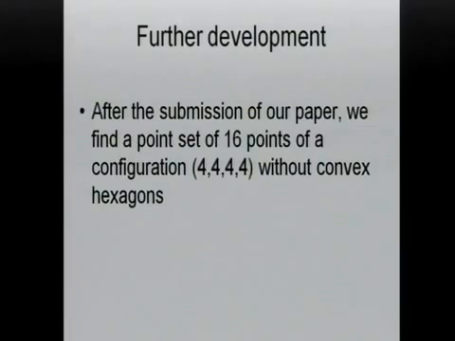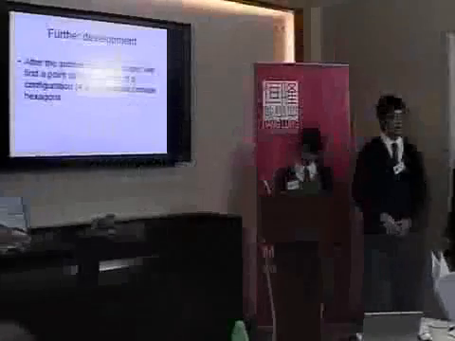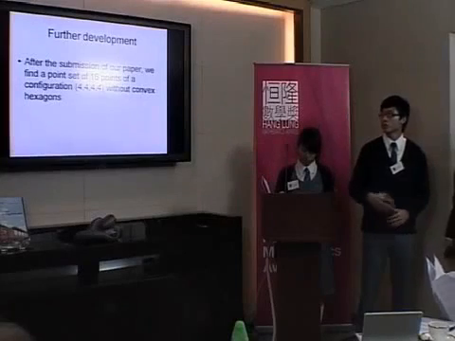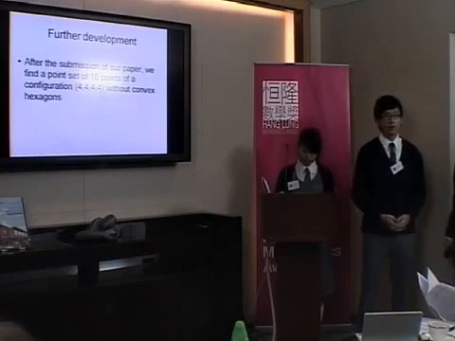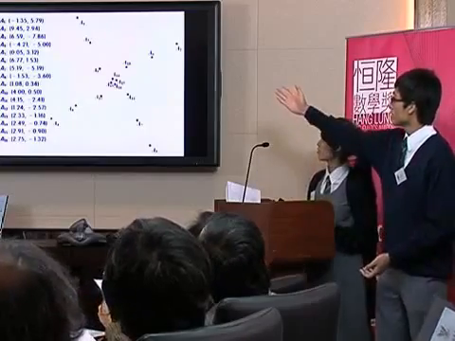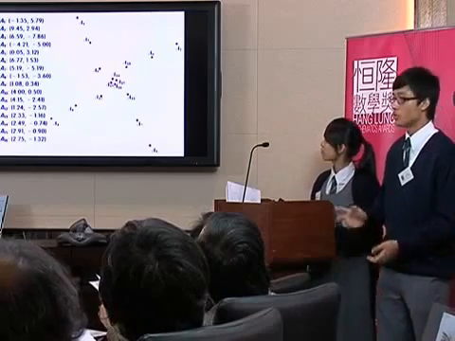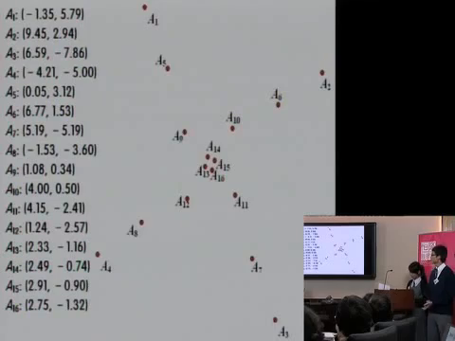After we submitted our paper, we didn't stop. Instead, we tried to find out if there is a point set of 4444 configuration forming no convex hexagon. Luckily, we succeeded. With this example, you can see 4444, and there's no convex hexagon. And it was proved by our teammates.